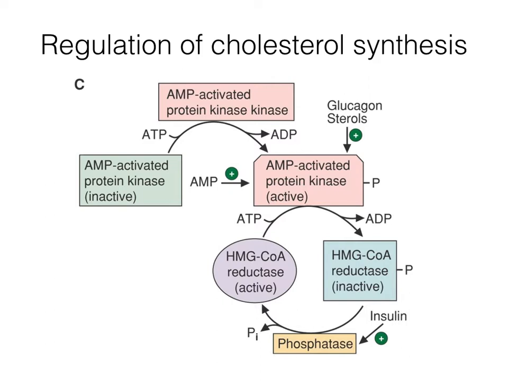When blood sugar is low, glucagon rises, as shown in this diagram. Glucagon, in turn, stimulates the activation of protein kinase, which in turn phosphorylates the enzyme HMG-CoA reductase, resulting in its inactivation. So in other words, when blood sugar is low, cholesterol biosynthesis is inhibited. However, when blood sugar is high, insulin goes up. This results in the activation of a phosphatase that removes the phosphate group from HMG-CoA reductase, rendering the enzyme active. So in other words, a diet that is rich in carbohydrate promotes cholesterol biosynthesis.